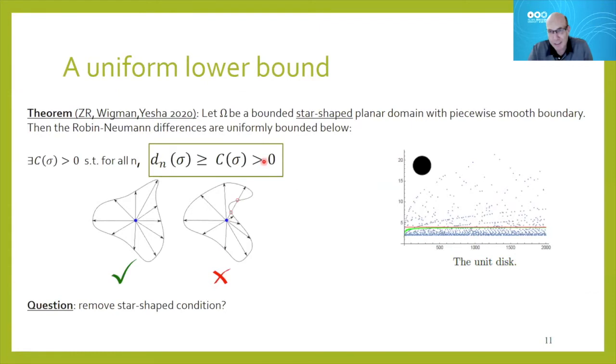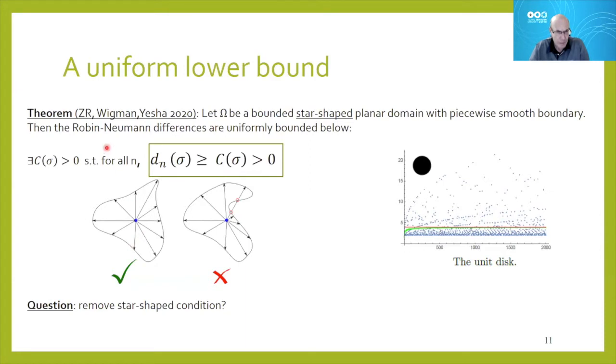The second result is again obvious from the pictures. Here is a picture for the disk. There's a forbidden region here, which means that the Robin and Neumann gaps are bounded below by something. In all these pictures, it's clearly true.